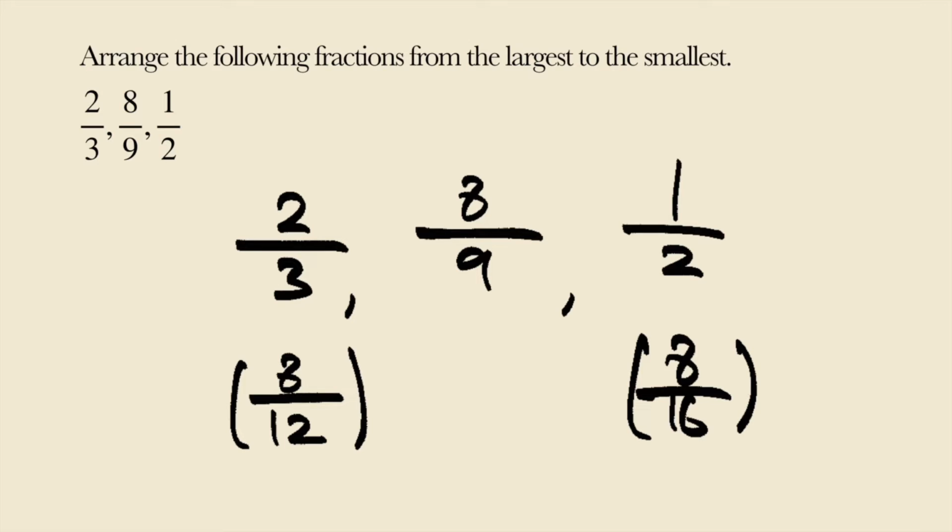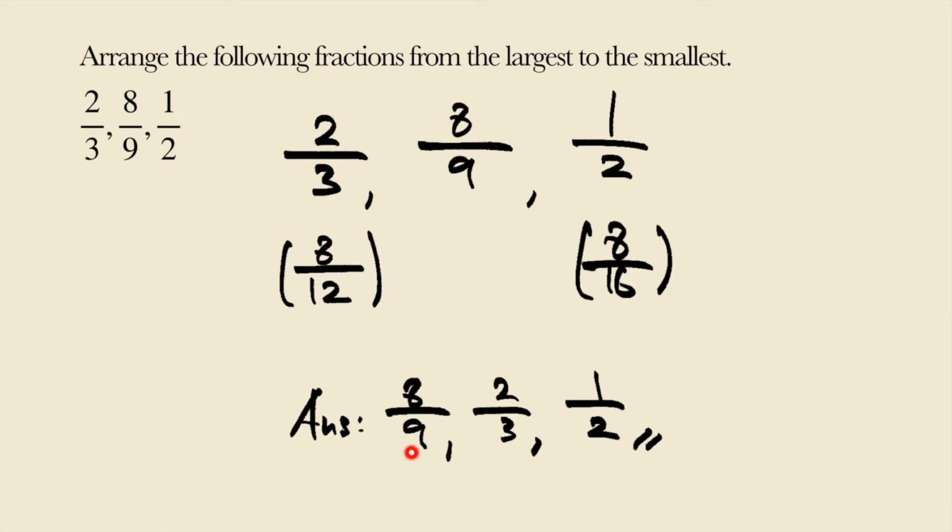Now that the numerators are all the same, which one is the largest fraction? It will be the one with the smallest denominator. Why? Think of this as 8 pizzas shared with only 9 people compared to sharing with 16 and 12. So this is definitely the largest fraction. So the original fraction will be written down, 8/9, followed by the next one, 2/3, and don't write 8/12. And the last one, the smallest fraction, will be 8/16. Why? 8 pizzas shared with the most people. 8 divided by 16. So this is the smallest fraction here.